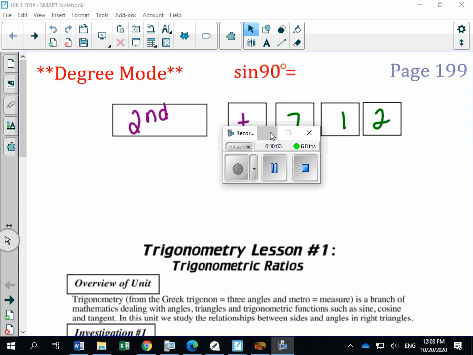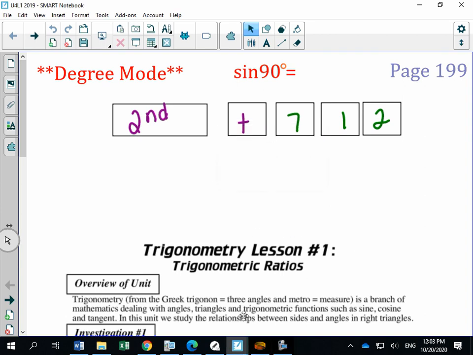Okay, this video is going to be the first video in Trig, and the first lesson in Trig is on page 199, so make sure you're open to that page, and it's lesson 1. So the first thing that I want to talk to you about before we even start this lesson has to do with your calculators.